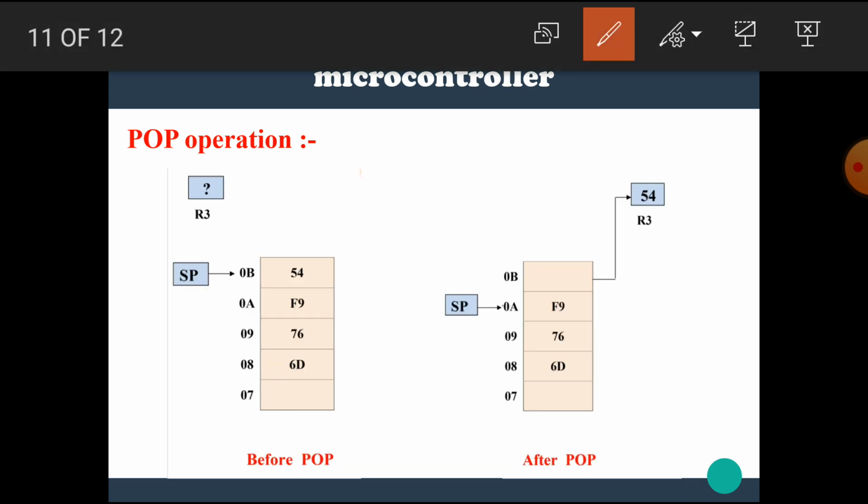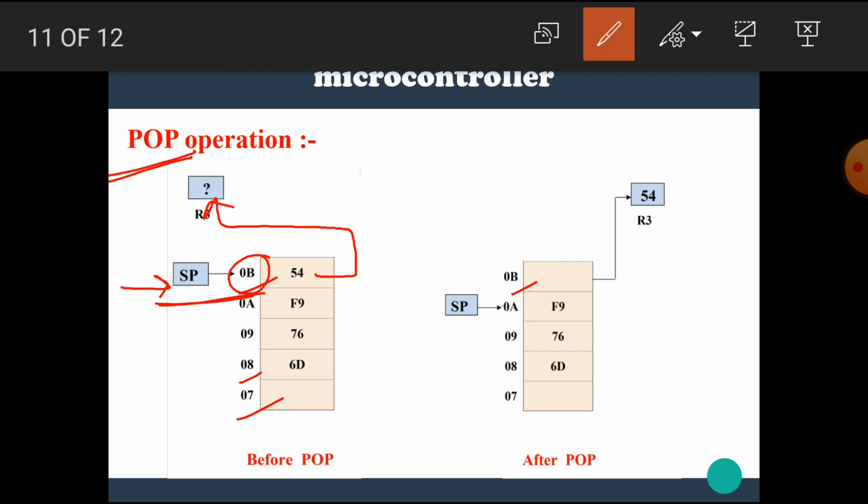Here the memory locations 07H, 08H to 0BH are shown. The stack pointer always shows the topmost filled position, and here the topmost filled position is at 0BH, hence the stack pointer is also at 0BH. Now we need to load this content of 0BH into the register R3 of register bank 0. For that purpose, the pop operation is executed.